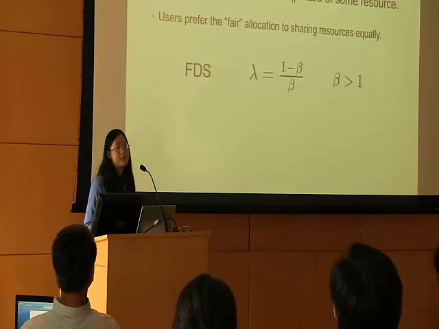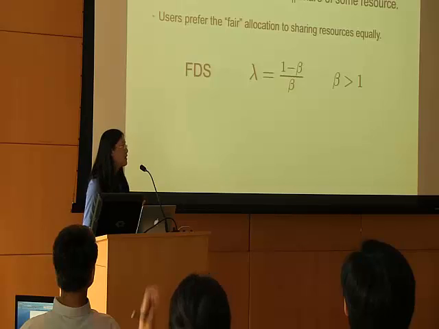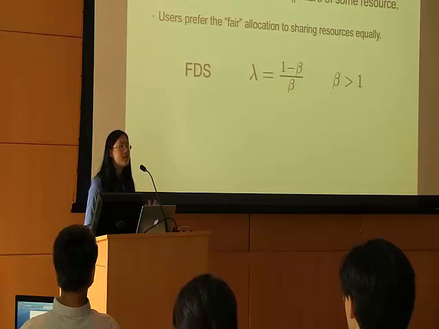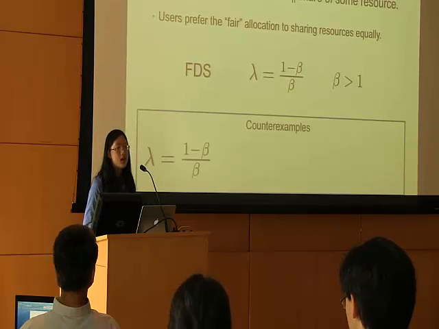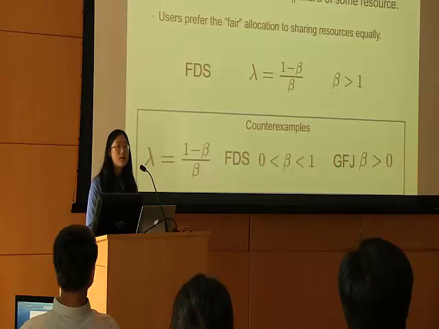So again, we can derive parameter conditions under which this does and does not hold. If you look at fairness on dominant shares, then taking alpha equal beta fairness for beta greater than 1, the sharing incentive property holds. On the other hand, if beta is less than 1, then you can derive counterexamples. And if you look at generalized fairness on jobs, you can actually derive counterexamples for any value of beta.